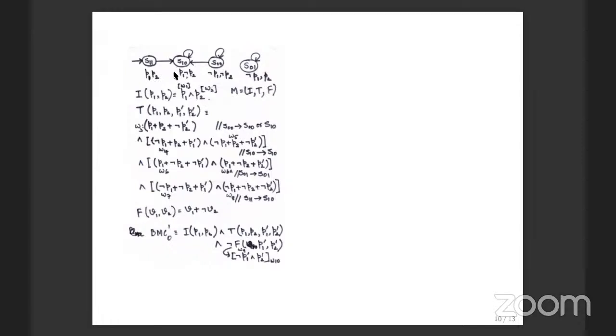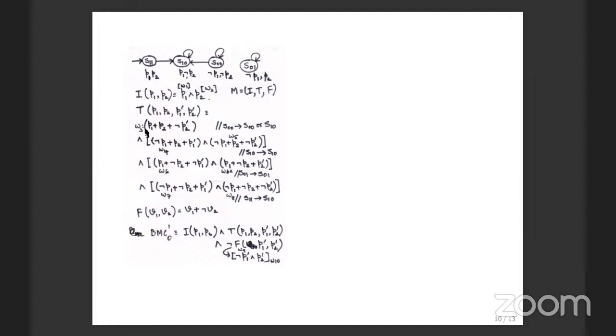So this is a transition system, and the states are encoded with two bits. There are only 4 states in the transition system. The P1, P2 bits are used to encode the states. The initial state is one in which both P1 and P2 are true, that is S11. The only reachable states here are S11 and S10. Both S00 and S01 are not reachable.